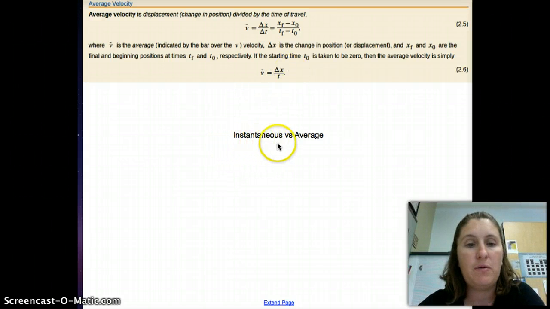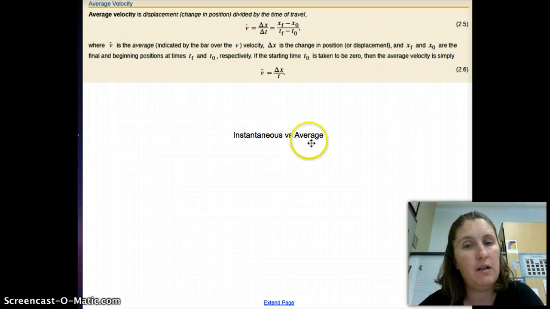Notice that there's a difference between instantaneous and average. Instantaneous is at a specific point in time, and that's what your speedometer would tell you in a car. And your average wouldn't necessarily match your speedometer unless you were in cruise control.